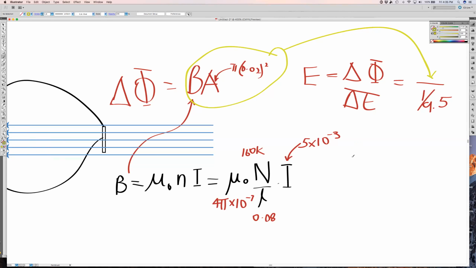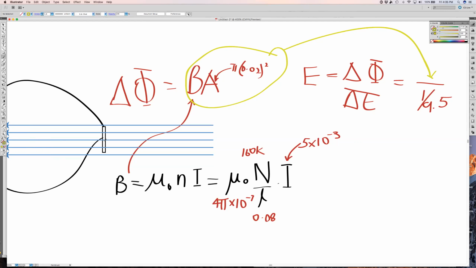Isn't EMF N dΦ/dt? Absolutely, so you need to multiply by N. And what is N? 160,000. No. Oh. That 160,000 is the number of turns in the solenoid. That solenoid is not what is being cut. What is being cut is the disk. You understand that? The solenoid, the 160,000 turns, its function is just to create the magnetic field. The function of the disk is to cut that magnetic field.